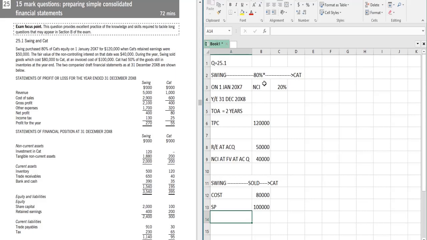So CAT had 50% unsold goods. So what is the profit? We can easily find out the profit: 50,000.